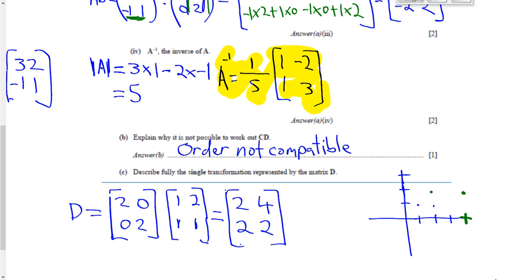So actually what's happened here is we've got an enlargement. We can see that these are twice the distance away from the origin. We can see that they're twice the distance away from each other. So this is what you would call an enlargement. And it's a factor of 2, because all these are double. Factor 2.